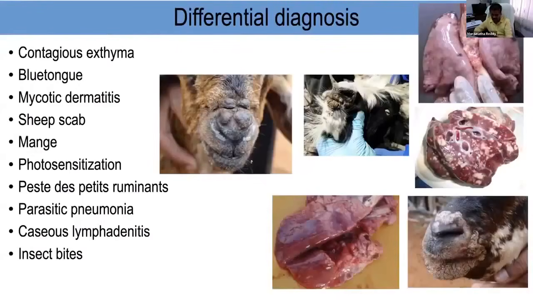Then what are the other diseases to be considered for differential diagnosis? Obviously, contagious ecthyma, where you'll find the crusts, and you often don't find crusts anywhere else, except maybe on the teeth or the hairless portions. You don't find pock lesions. It is easy to differentiate. However, we often get mixed infections, sheep pox or goat pox with the ORF. Then we have bluetongue, which has some other lesions.